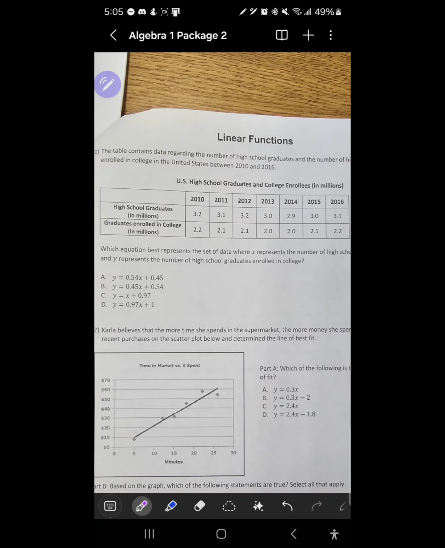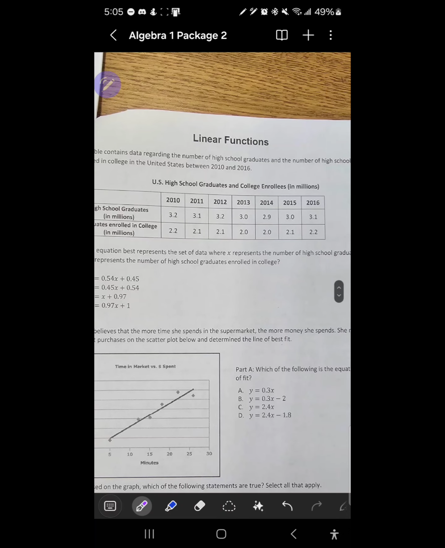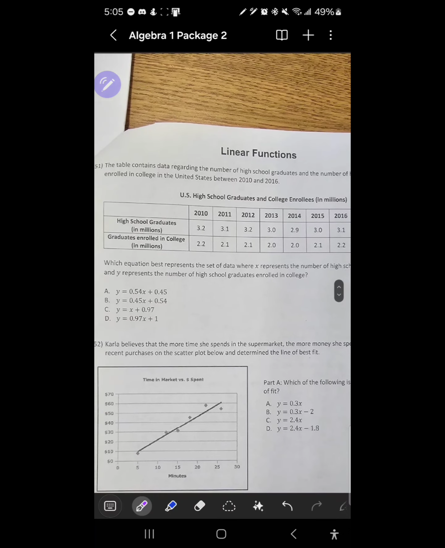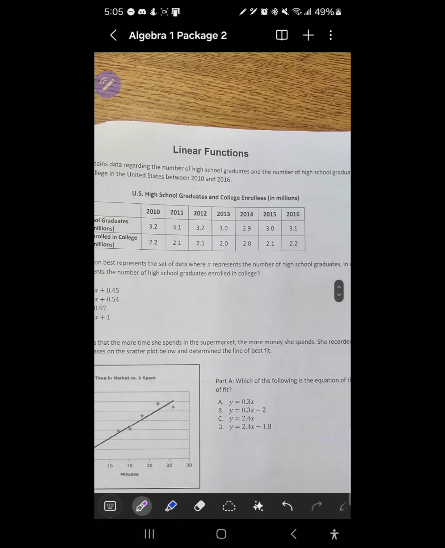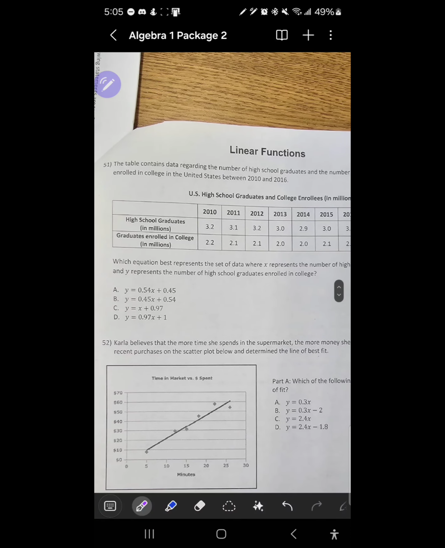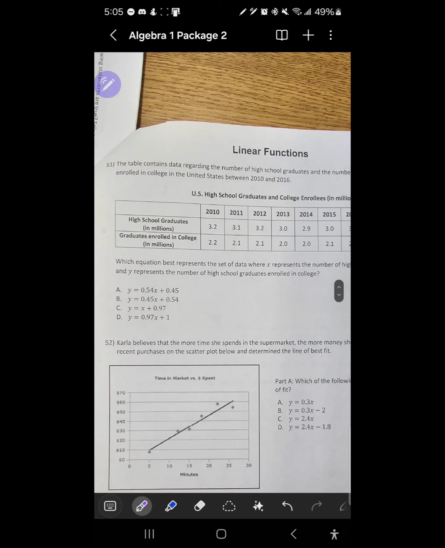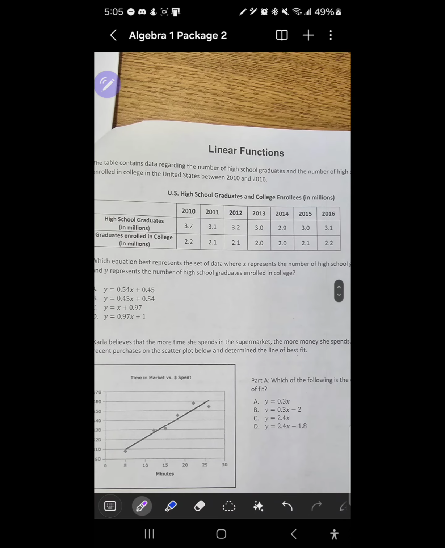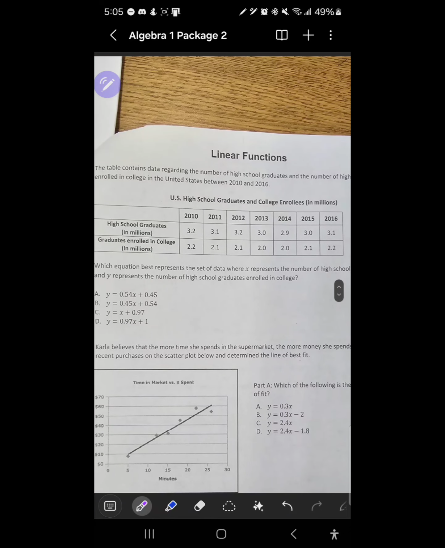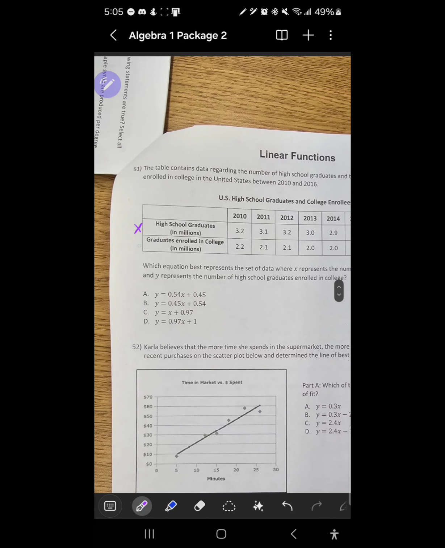Okay, first let's see that the x is represented by the number of high school graduates in general, not enrolled in college. So I make a note here. It's going to be x, and then the y represents the high school graduates that actually go to college. This is going to be y.